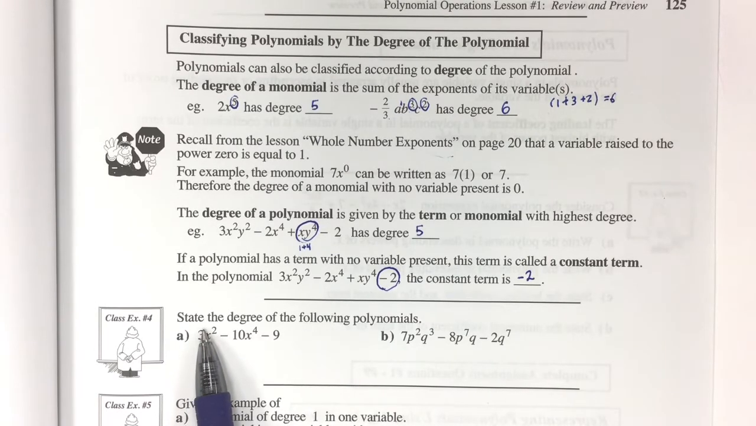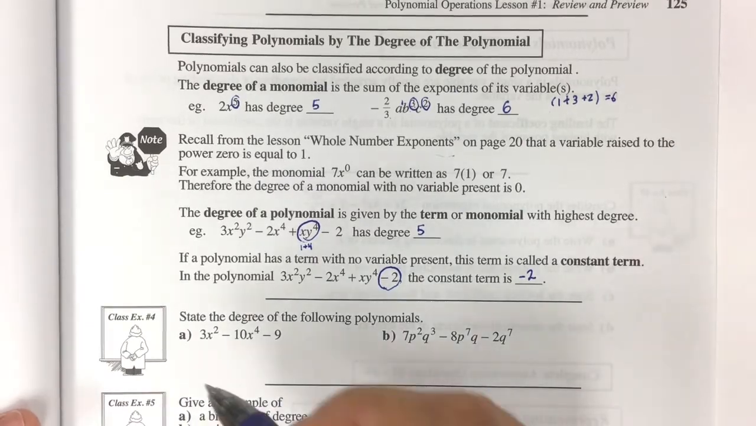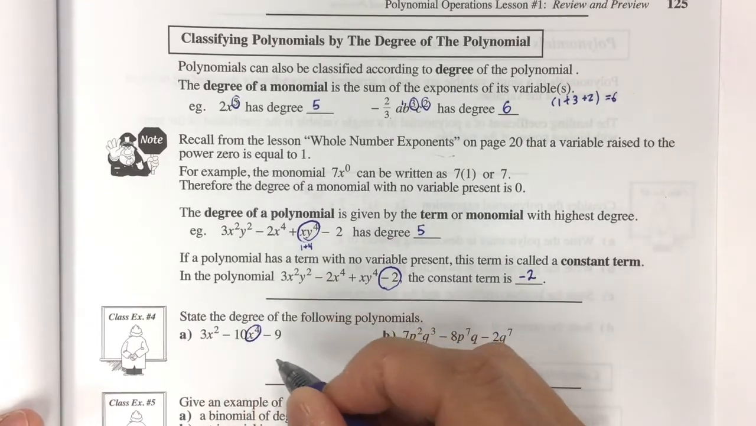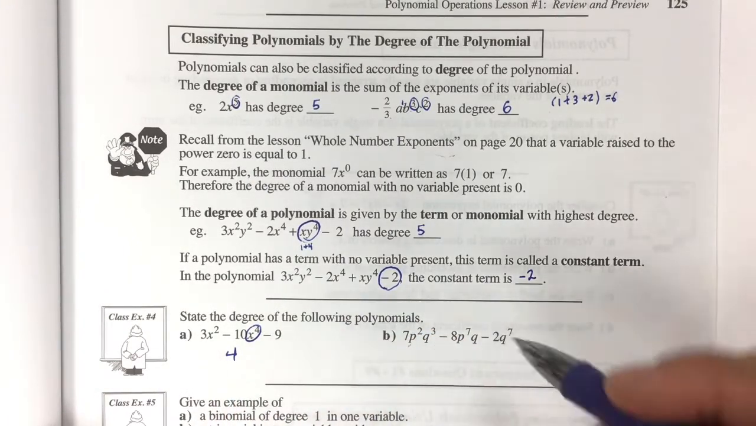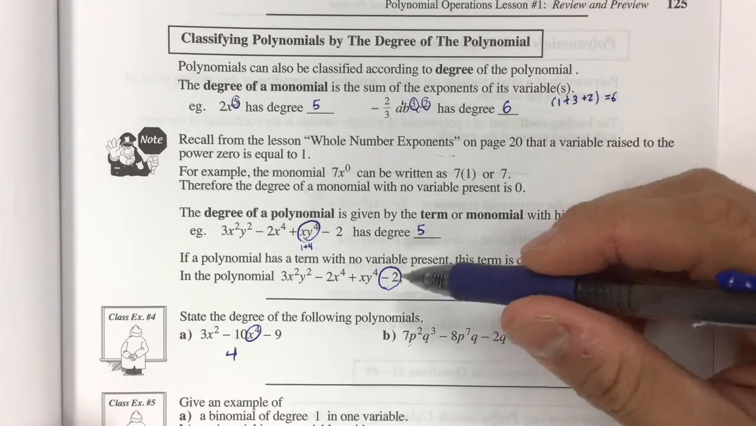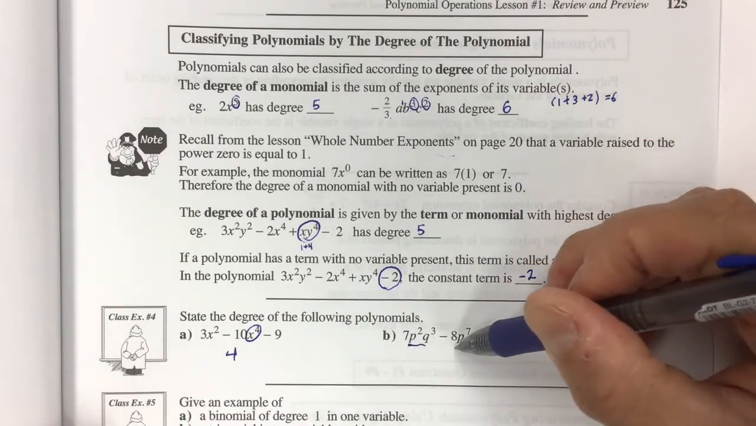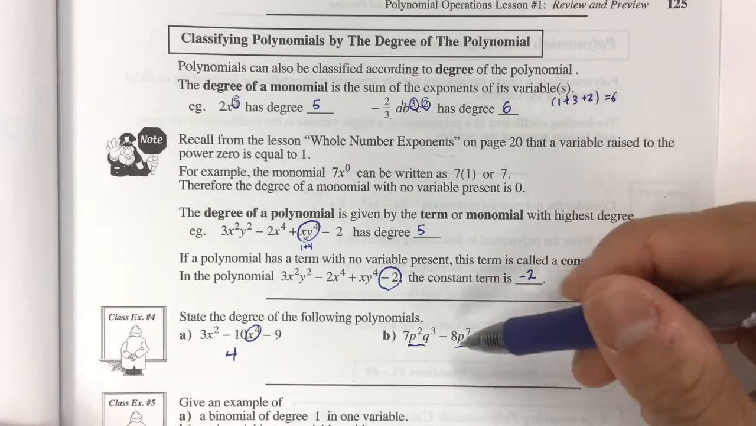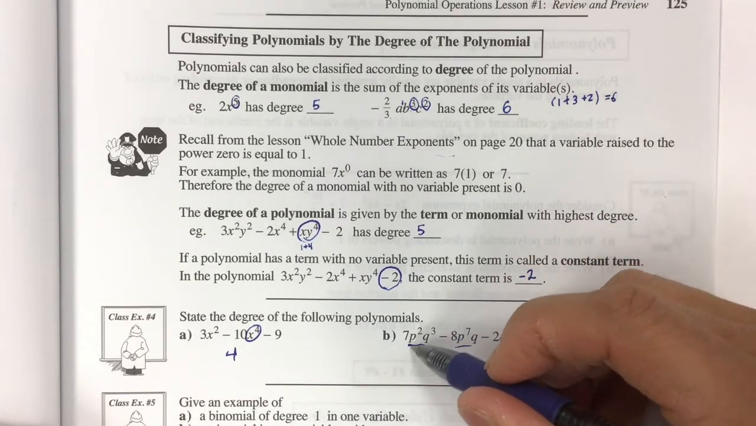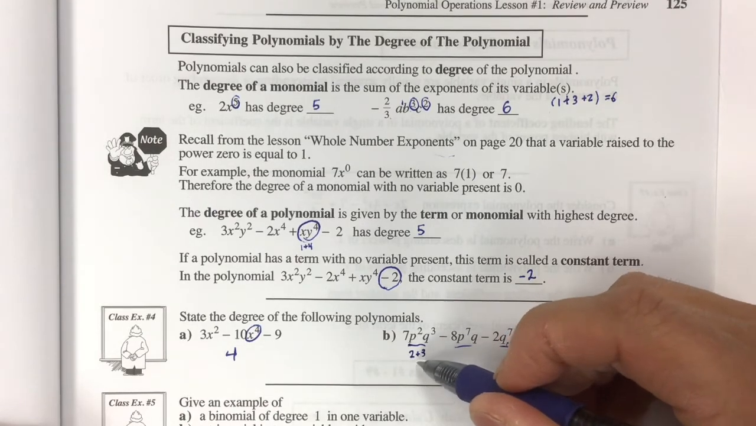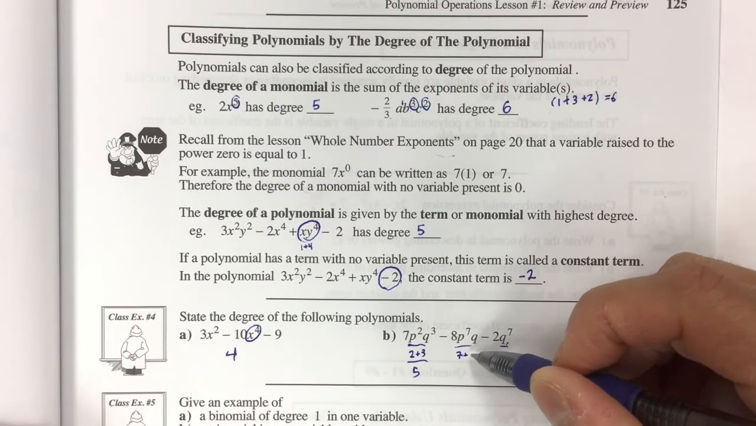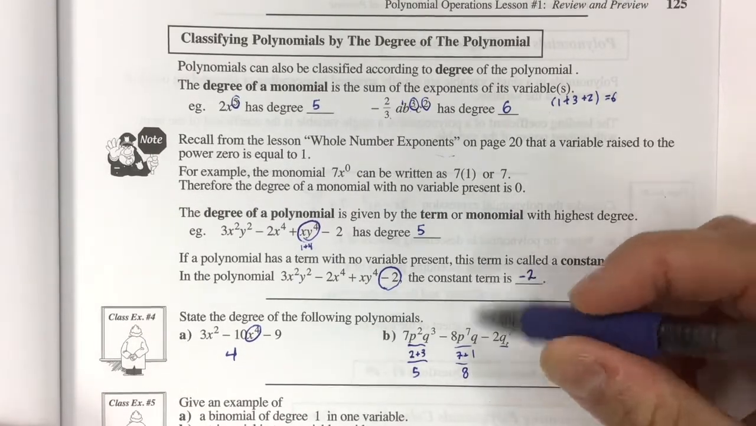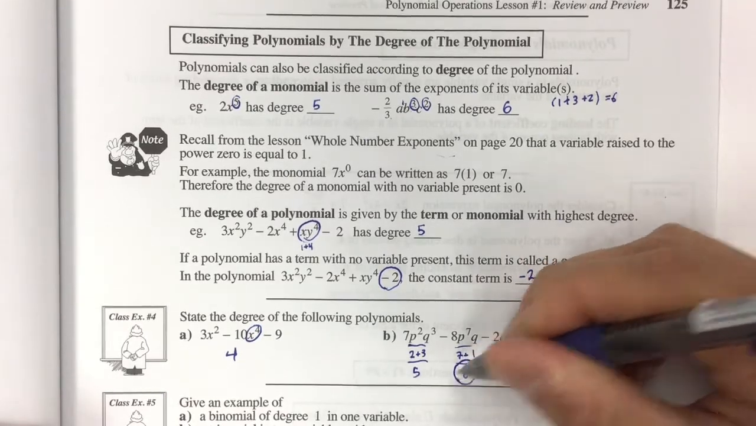Class example number 4, we want to state the degree of the following polynomials. So remember, we always go by the largest degree on the variable, and that would be this one here. This has a degree of 4. This next example is a little bit different because each term has 2 variables with the exception of this one. So here we would add our degrees. So I have 2 plus 3, that would give me 5. However, 7 plus 1 here, this would give me 8. So this polynomial has a degree of 8.